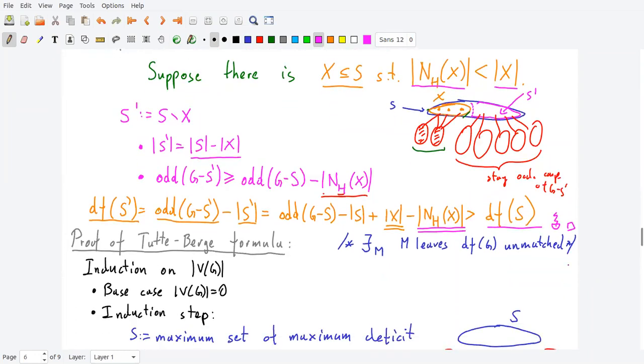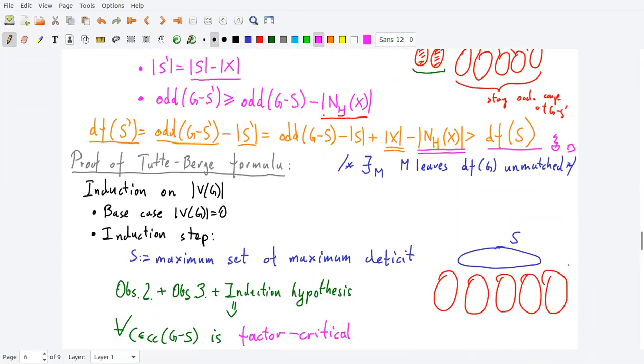Good. Any questions about that? It was again juggling with the definition of S. Okay. If not, then maybe we can gather all those observations and finally give the proof of that Berge formula.